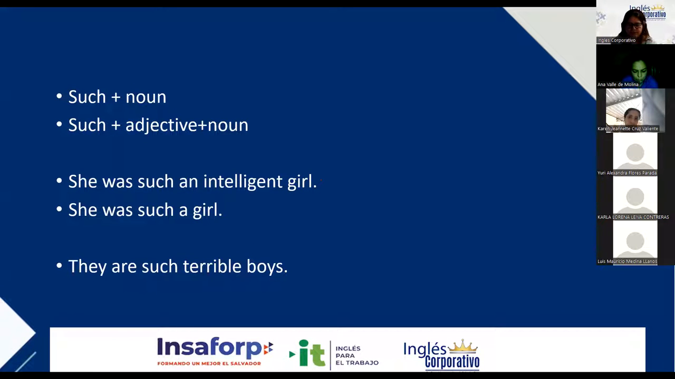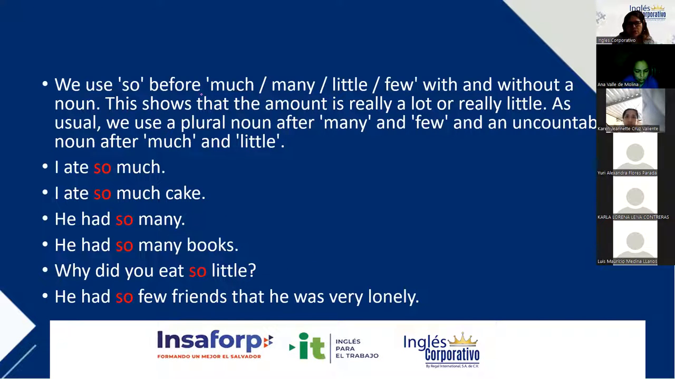Now, look at this. Check. We use so before much, many, little, a few, with and without a noun. ¿Sí? Si usted quiere usar so, o sea, puede usar el so con estas palabras. ¿Se acuerdan que hablábamos un día de estos, de estas palabras que son countable o non-countable? Sí. Entonces, you say, I ate so much.